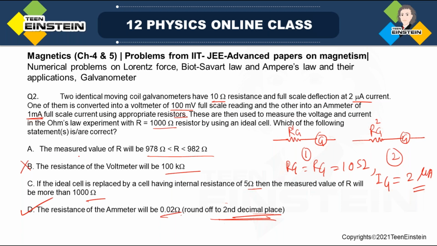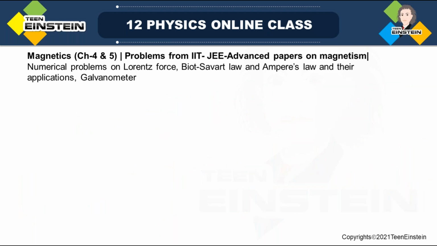The next option is, the measured value of R will be how much? Now see this galvanometer, let us go to this page. Let's see this voltmeter and ammeter, which we have obtained from conversion, used in Ohm's law. The Ohm's law circuit diagram will be like this. This is the R resistance which is used in the Ohm's law experiment.